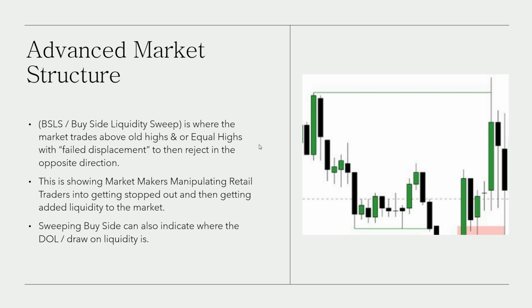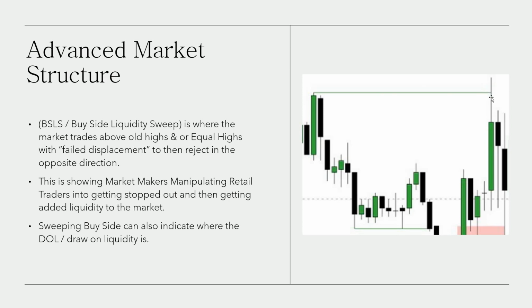This is where the market trades above old highs and or equal highs with failed displacement to then reject in the opposite direction. So again, when we talked about buy-side liquidity, it sits above old highs and or equal highs. So this would be considered the buy-side liquidity, this green line. And it trades above the highs with failed displacement to then reject in the opposite direction. So what is failed displacement? Failed displacement is basically when you have a wick close above a high.